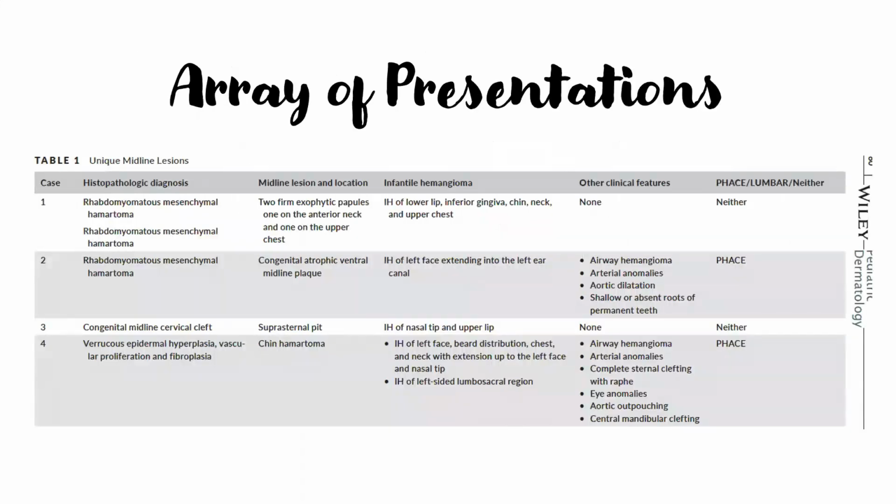Here you can see a portion of a table that shows patients identified by their case numbers and their associated midline lesions, the location of their infantile hemangiomas, any other clinical features that were noted, and their syndromic diagnoses if applicable. As mentioned earlier, not all patients with midline lesions will meet the diagnostic criteria for PHACE or LUMBAR syndrome. Here you can see that patient 1, labeled as case 1, was not diagnosed with PHACE or LUMBAR, but did have an infantile hemangioma and 2 midline lesions diagnosed on pathology as rhabdomyomatous mesenchymal hamartomas.